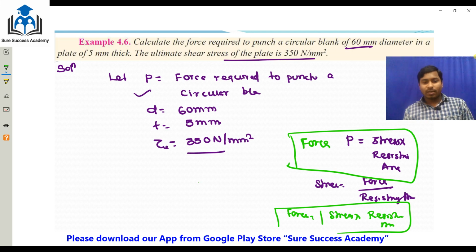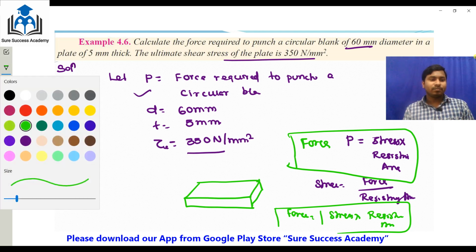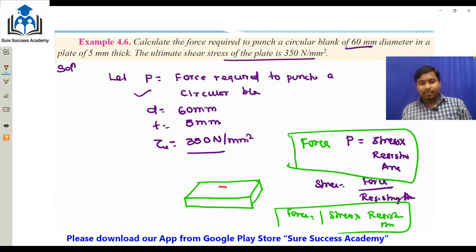He has given one plate like this. Draw the diagram, then you can see what is happening here. The diameter of the punch, which is circular, d, is given as 60 mm, and the thickness of the plate is given as 5 mm.